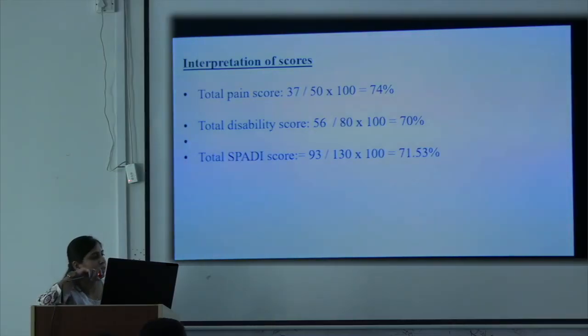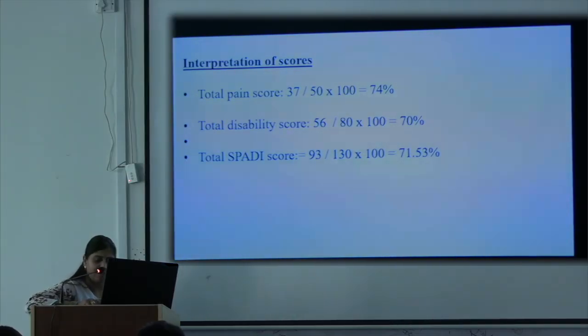Now the total interpretation of the score: 37 for the pain and 56 for the disability. The total score is 93 out of 130 and the total percentage is 71.53%. This is the pre-assessment.